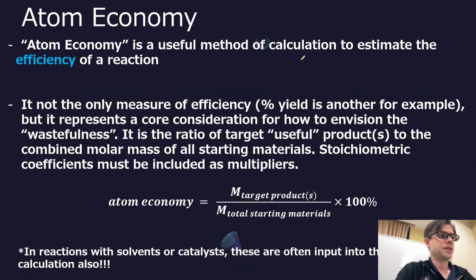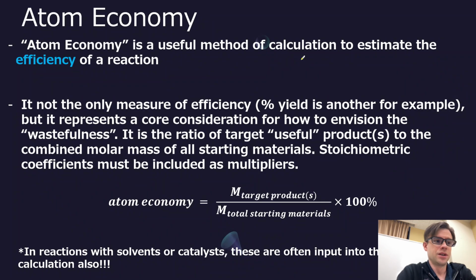So that brings us to the idea of atom economy. It's a useful method of calculation to estimate the efficiency of a reaction. It's not the only measure of efficiency. Percent yield that we just looked at is another example of the efficiency of a reaction. But atom economy is sort of a more fundamental, core consideration of how to envision the wastefulness of what you're trying to do.